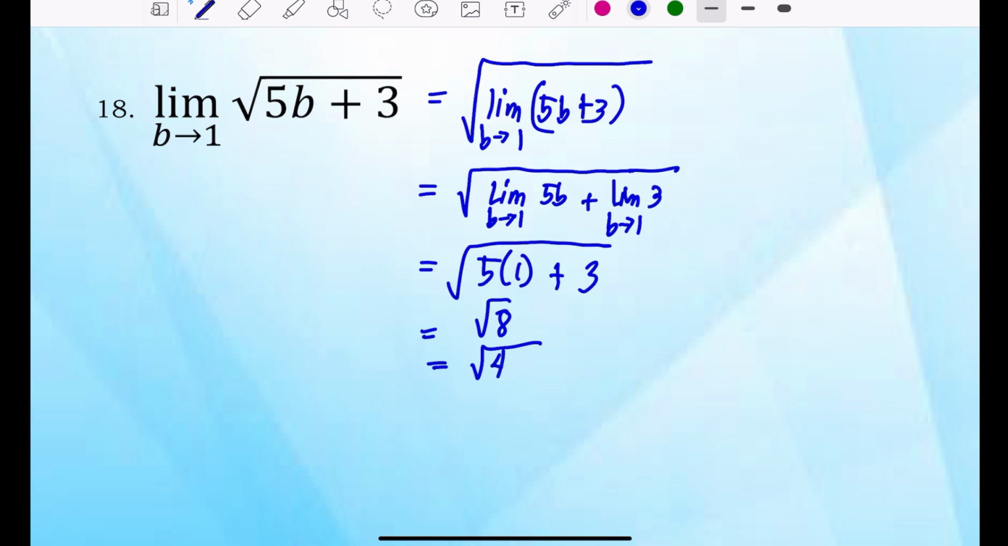8, that is 4 times 2. Okay, so simplify this radical, the square root of 8, which will become the square root of 4 times 2. Then the square root of 4 is 2. So the final answer is 2 square root of 2.